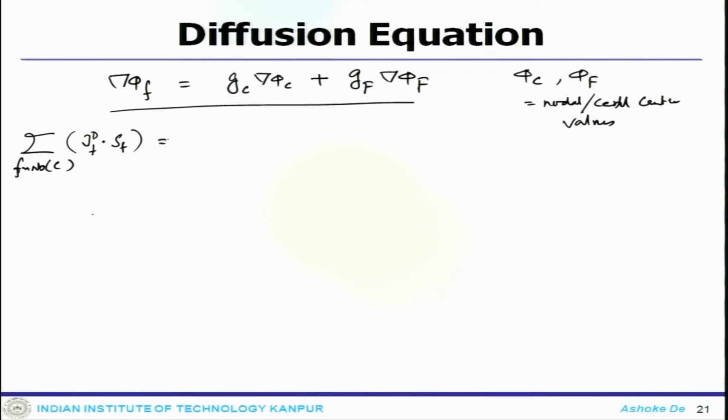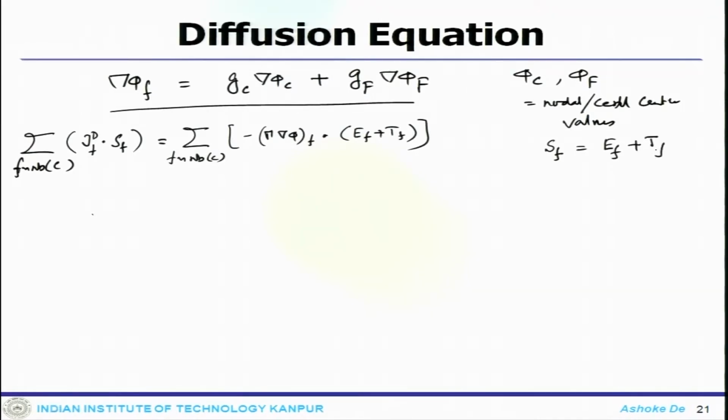Now, this term is going over all the faces, minus gamma del phi f dot E f plus T f. As we have seen, this will be a two component term, one is E f, one is T f, and this is giving rise to the cross diffusion term, or rather non orthogonal correction term. This is my sort of orthogonal correction term.